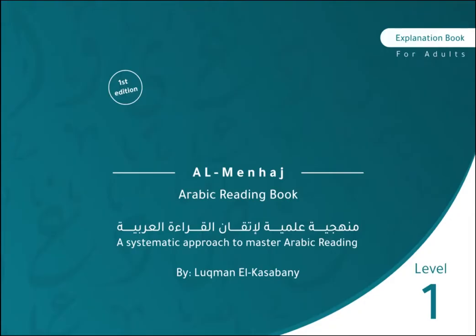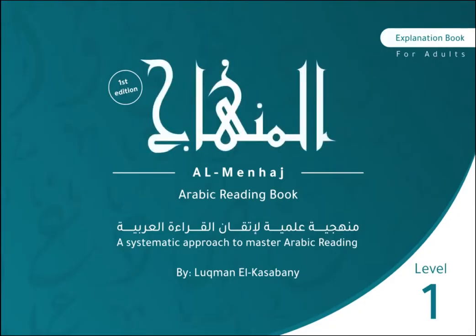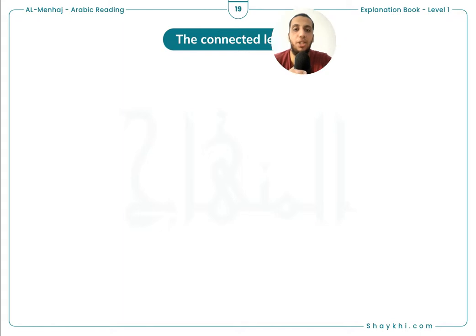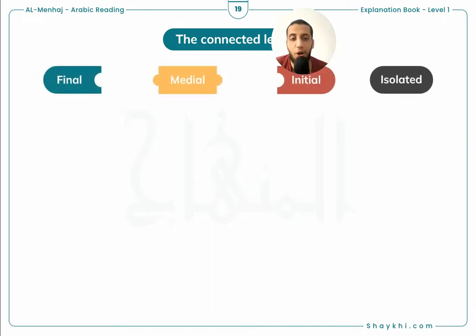This is just to remind you that we are explaining using Al-Minhaj book, the official book of the Academy. So the last letter we have today of the connected letters is the letter ya. These are the four forms we will discuss of the letter ya today, as always. So this is letter ya.